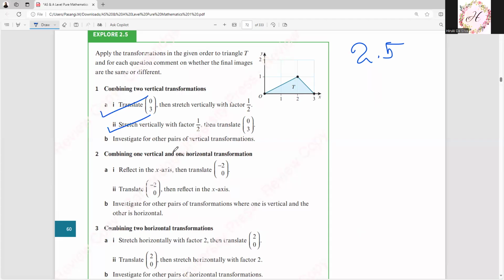Combining one vertical and one horizontal transformation. Now, the first one was combining two vertical transformations together. The second one is combining one vertical and one horizontal transformation together. Shall I do that? Yeah.